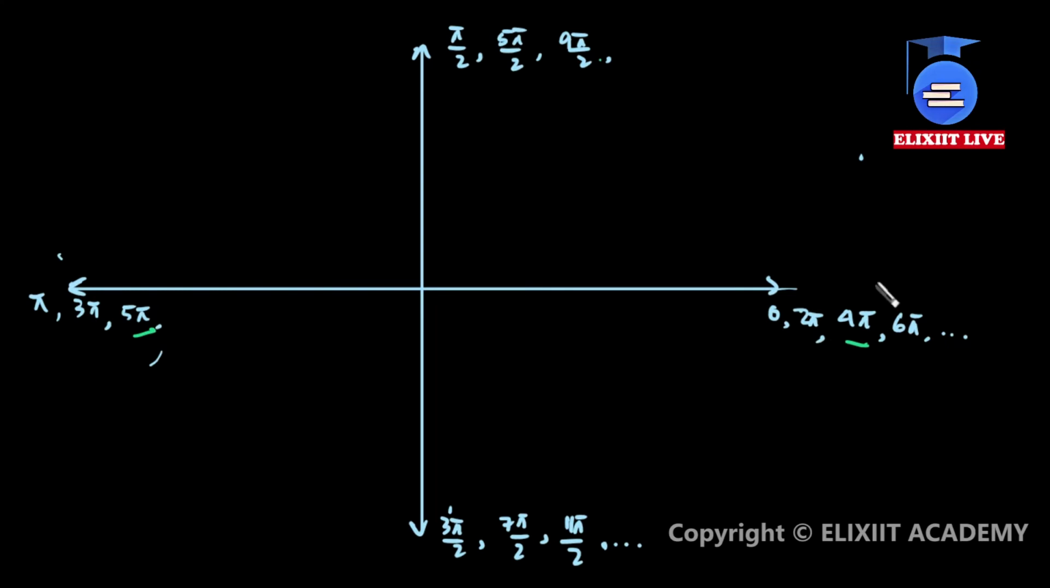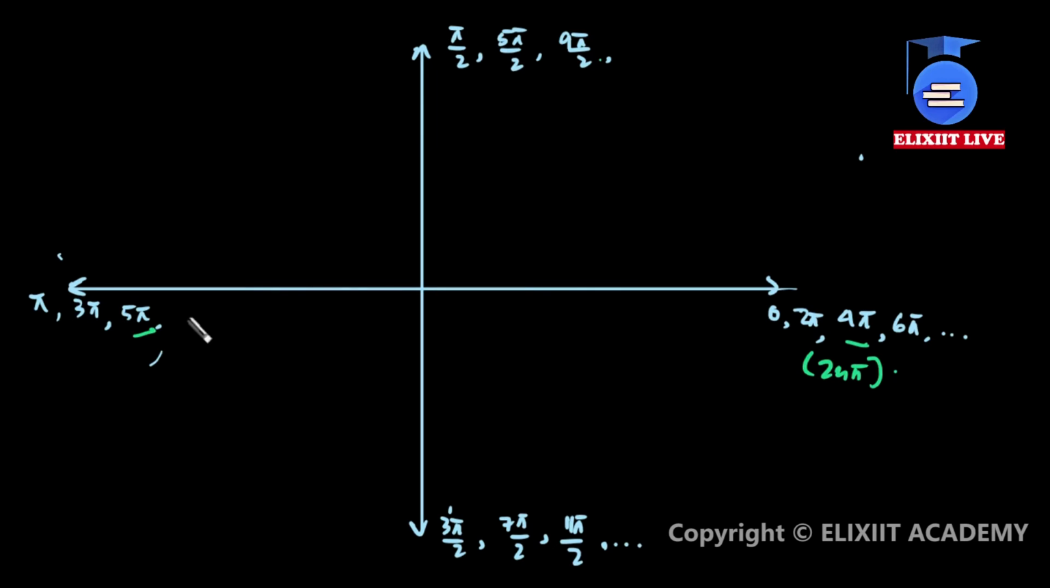These are what? Even multiples of pi, 2n pi angles basically. 2n pi angles actually generate from the first quadrant over here. It starts from over here: 0, 2 pi, 4 pi, they start and end over here. All the 2 pi angles, even multiples of pi, 2n pi basically, start and end over here.